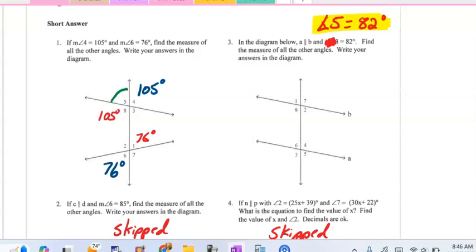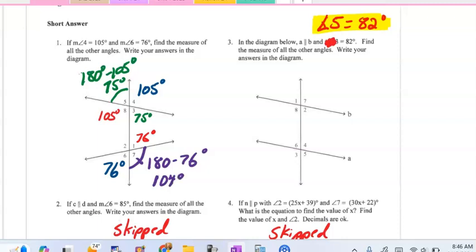To find angle 5, we could do 180 minus that 105, and we'll get 75 degrees. Once you know angle 5, you know angle 3 because they are vertical. To get angle 7 here, you could do 180 minus 76. And doing that, I get 104 degrees. And since 7 is 104, we know angle 2 is 104 degrees.